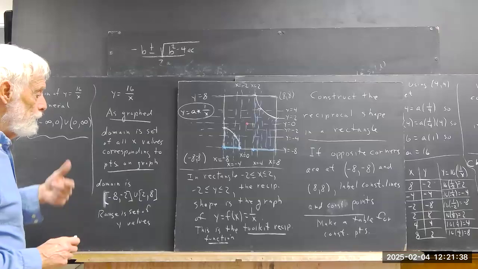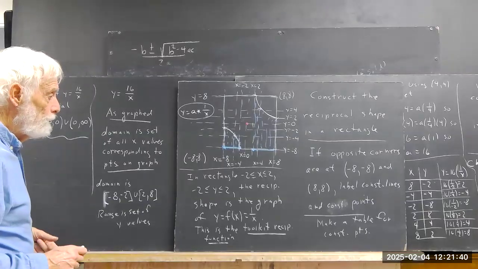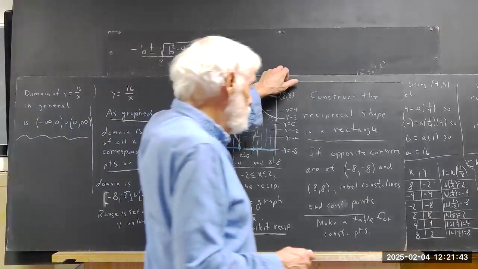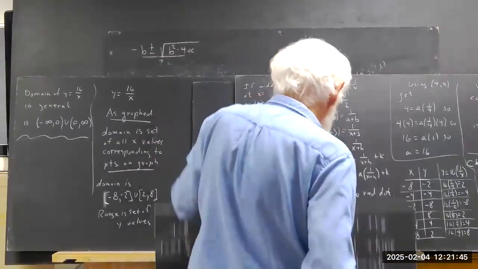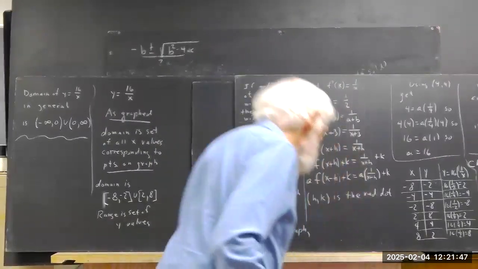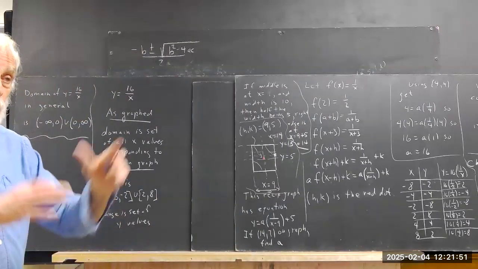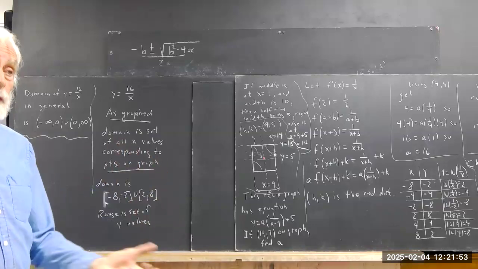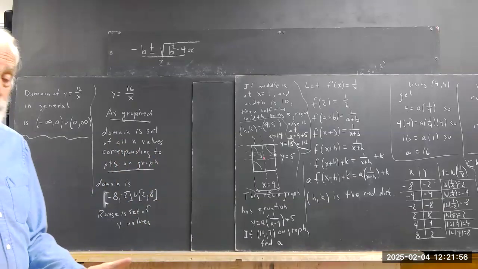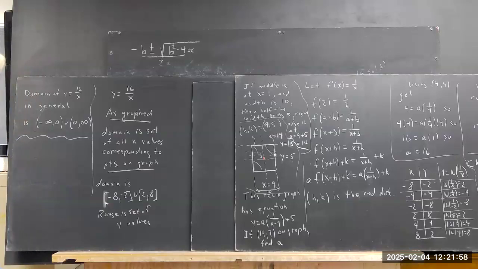Okay, let's think about the domain of the function we just got. Now, we make a distinction. This is the domain in general, not the domain of the graph we just made within the rectangle. The rectangle restricts the domain, okay? And it also restricts the range. Okay, we got the function.